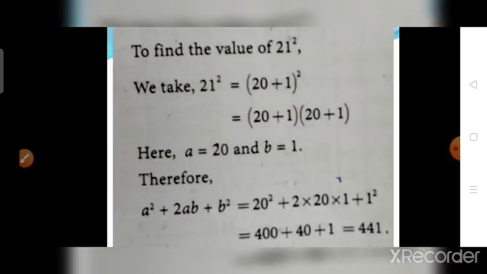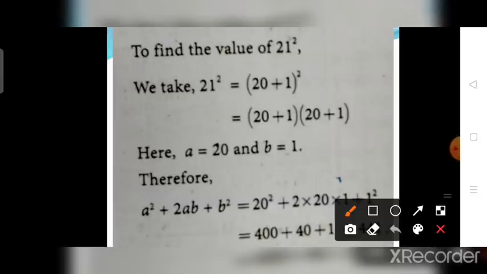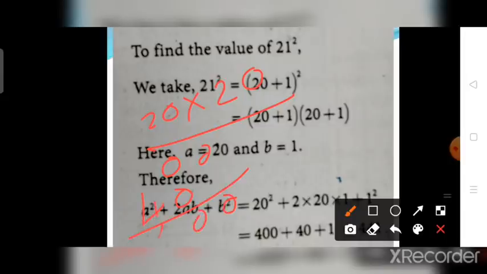20 how many times? 2 times. 20 into 20: 0 into 0 is 0, 0 into 2 is 0, then 2 into 0 is 0, 2 2s are 4. The answer is equal to 400. 20 into 20 is 400. Then 2 into 20 is 40, 40 into 1 is 40. The 1 squared means 1. So all added means 441. 441. Do you understand, students?